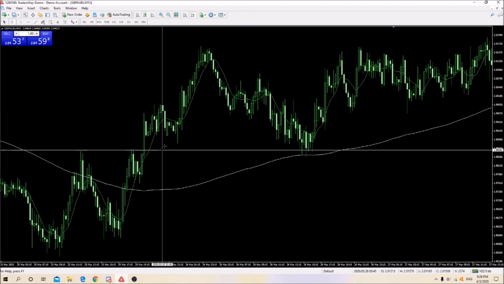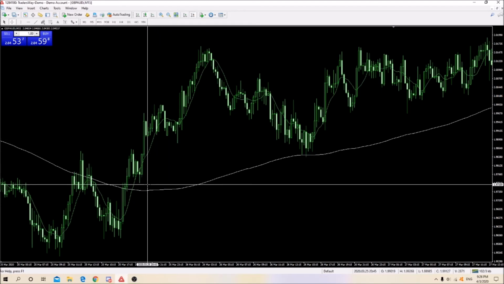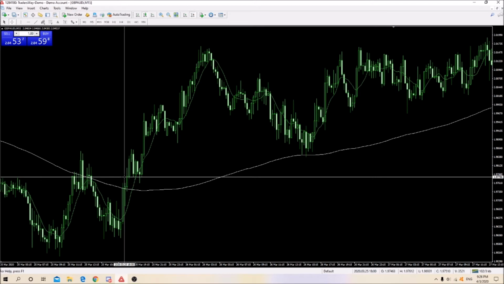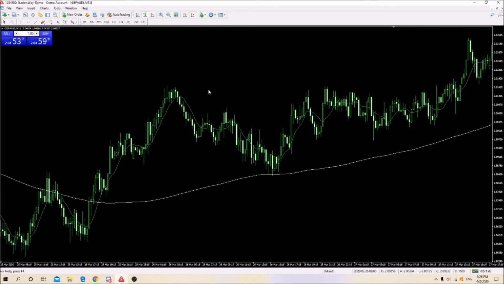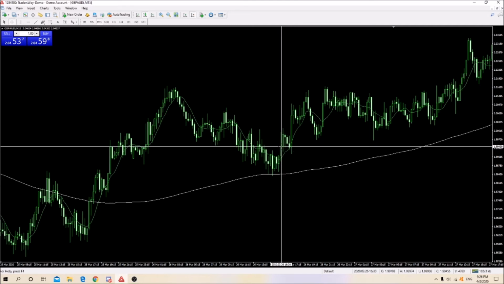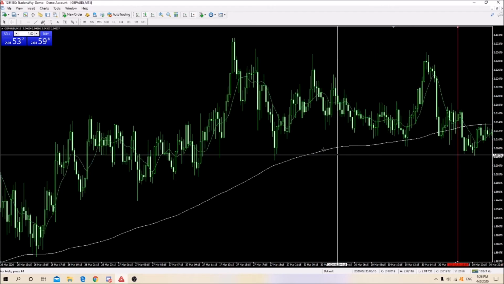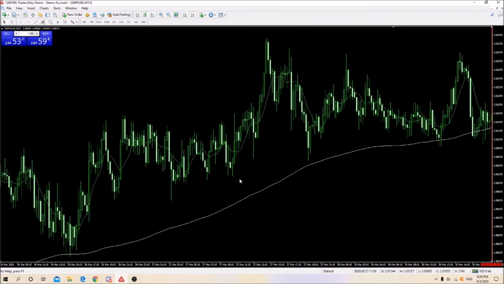Now, if price is above the 200 moving average, we'd only go for buys. So price closed above the 8 moving average, and it is above the 200 moving average. So you would go for that buy. That is a nice 380 pips win. Another candle closed above the 8 moving average. Another win here. Another win here. Another win here.